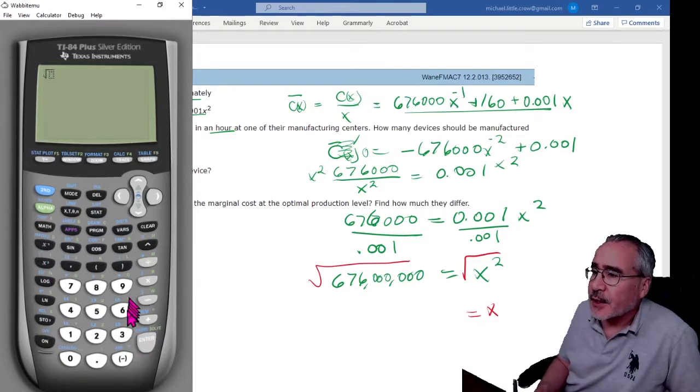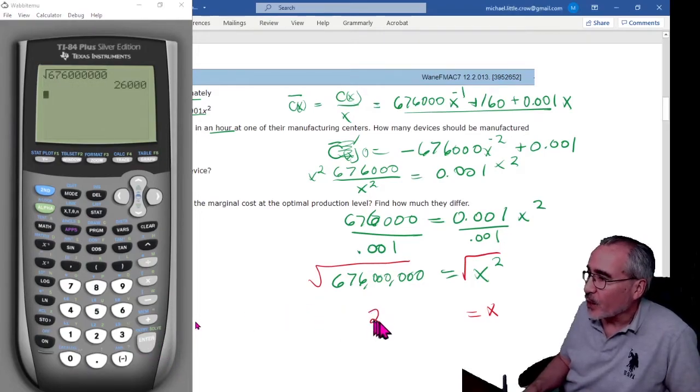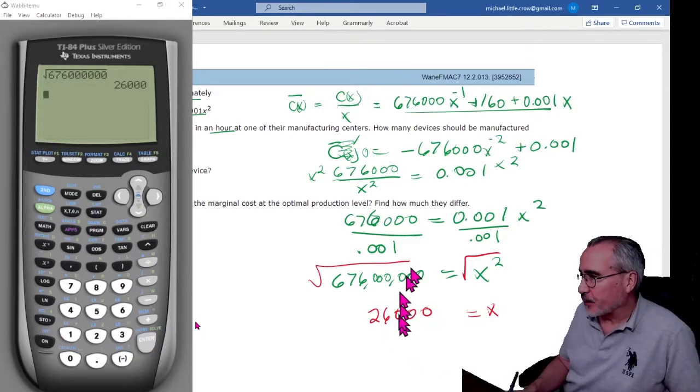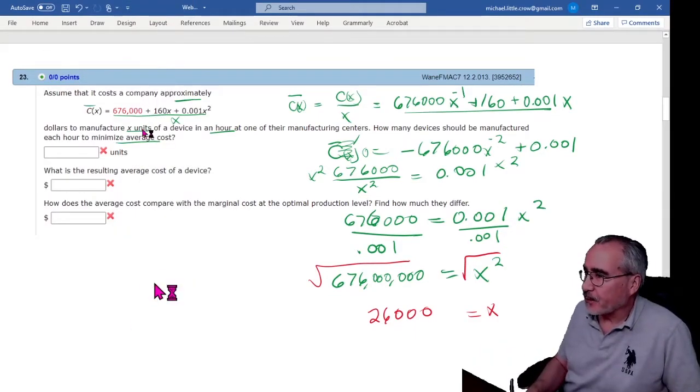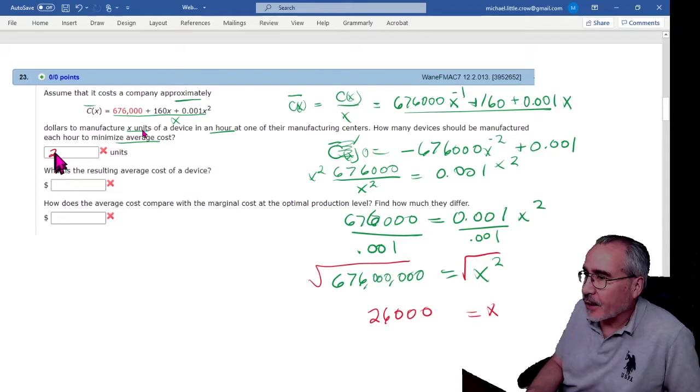Square root 676. 1, 2, 3. 1, 2, 3. 26,000. 26,000 an hour. Wow. So we need to produce 26,000 an hour to minimize the costs. So we put that here.